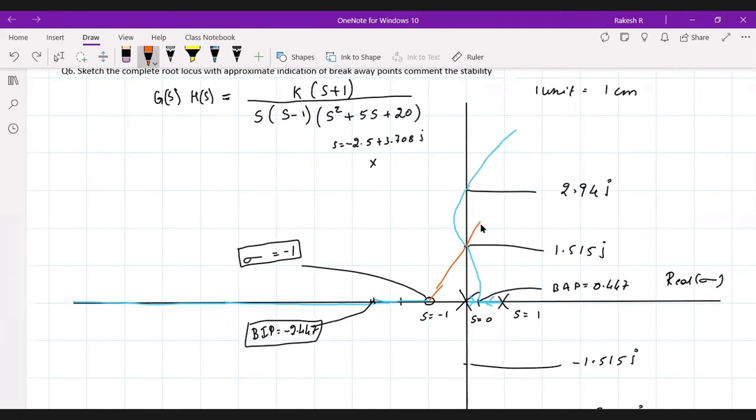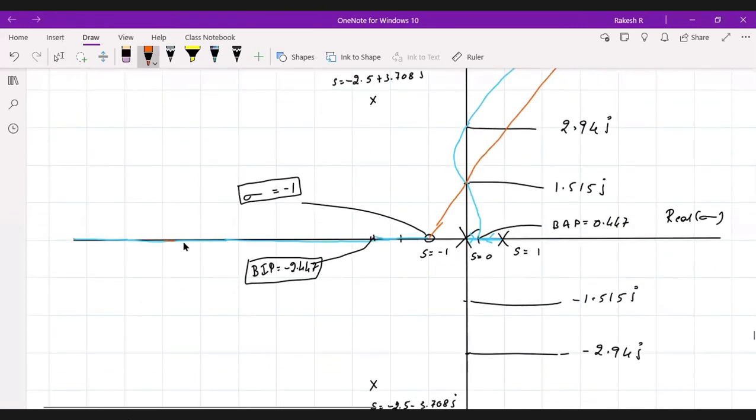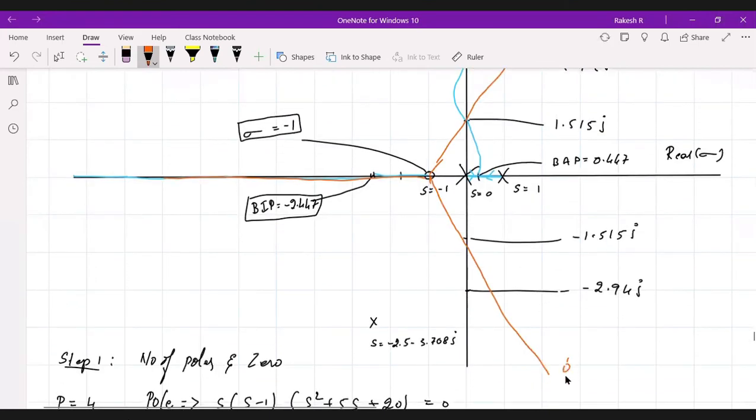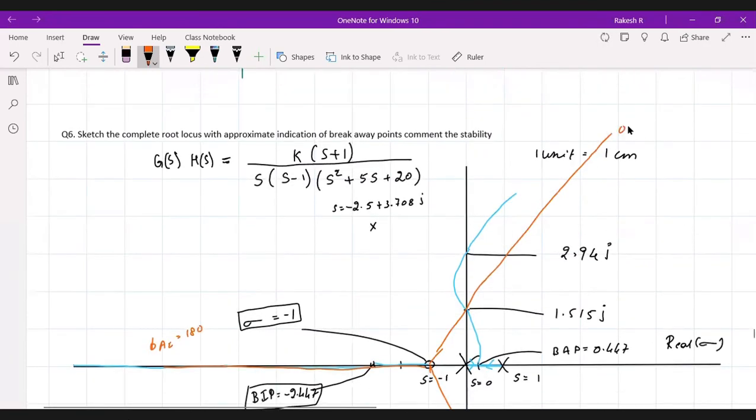Right, 60 degree will be somewhat like this, and 180 will be this, and 300 degree will be here somewhere. It is moving here. 300 degree will be somewhere here. That is, phi of A3 is equal to 300 degree, phi of A2 is equal to 180 degree, and phi of A1 is equal to 60 degree, right?